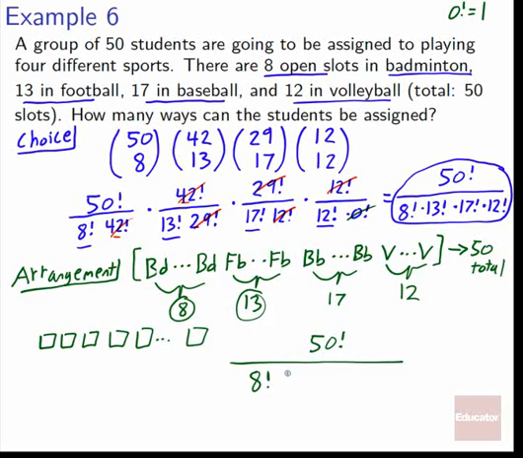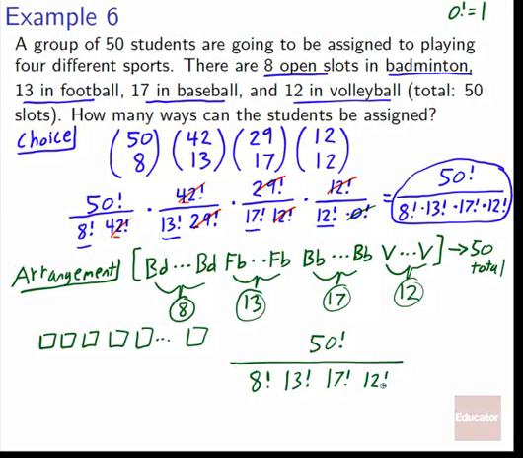Next up, we divide by 13 factorial, all the ways that we can arrange our football cards. Then we divide by 17 factorial, all the ways we can arrange our baseball cards. And then finally, we divide by 12 factorial, all the ways we can arrange our volleyball cards. So what we're seeing here is distinguishable permutations of our cards, all of the ways that we can have distinguishable permutations of these 50 assignment cards.